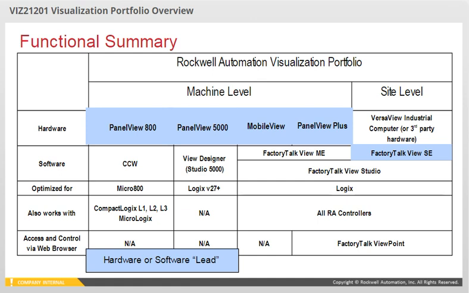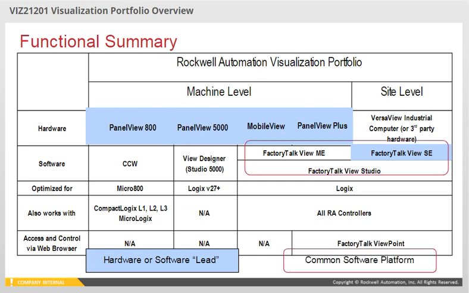These computers may be ruggedized and industrialized like the Rockwell Automation VersaView line, or they may simply be commercial-grade computers from any third-party vendor. View SE is also the preferred visualization platform of PlantPAx, Rockwell Automation's modern DCS for process automation applications. View ME and View SE are both part of FactoryTalk View Studio, a development software package that provides a common look and feel across both machine-level and site-level HMI applications.